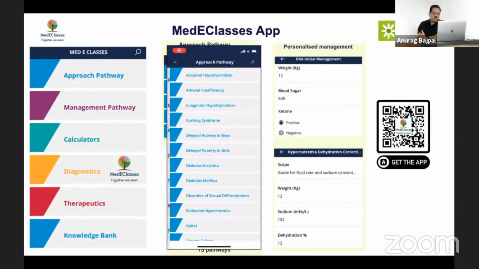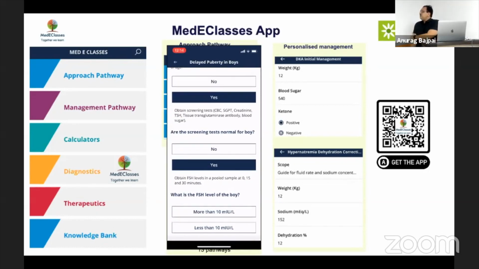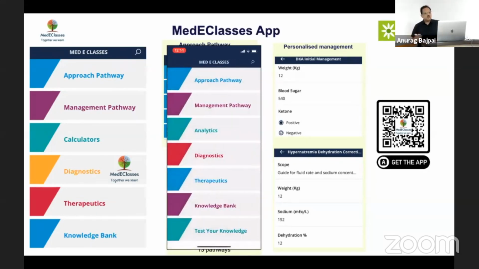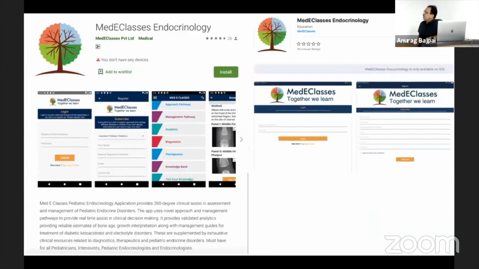It basically is a very simple user interface. You just go to the disorder you're looking at, and then you answer a few questions. Yes, no, you will get the answer, and we'll go through that. This is available on both the Android as well as the iOS platforms. You can just go and download it from there. All you have to do is register.